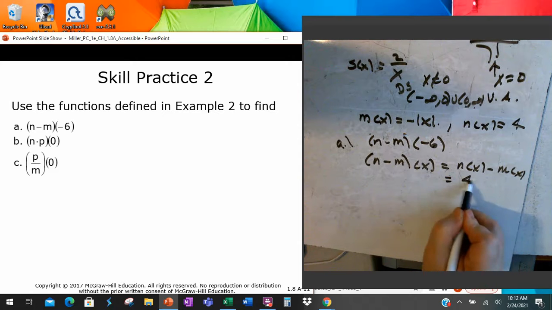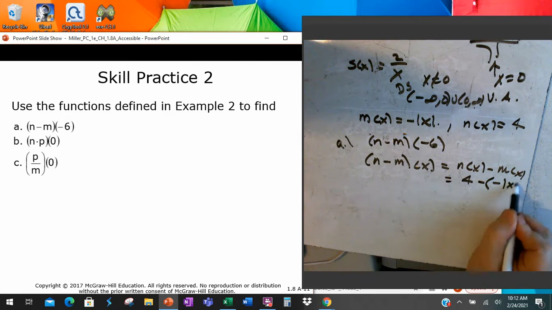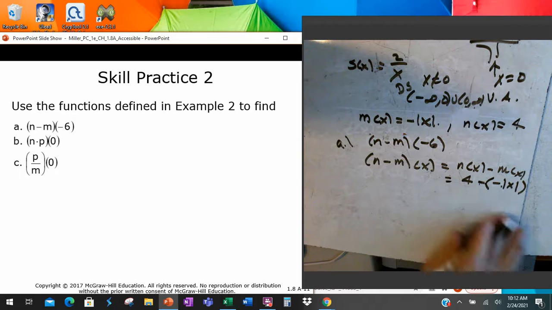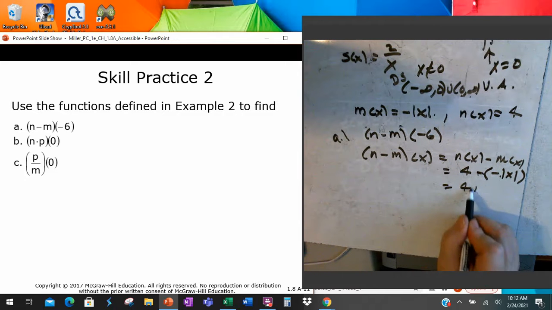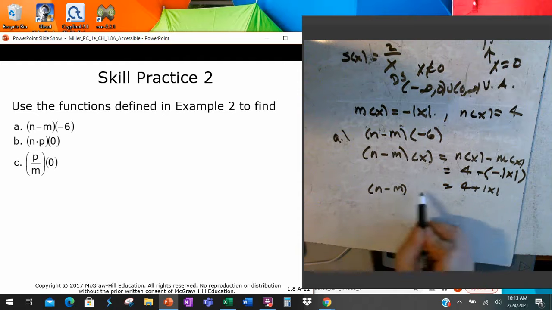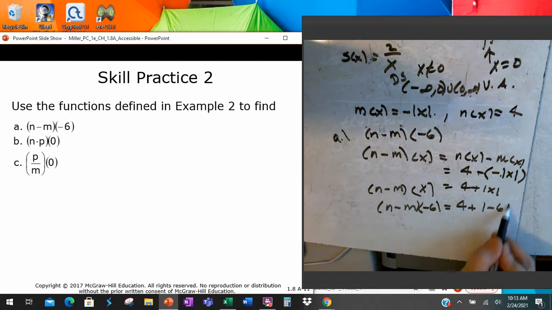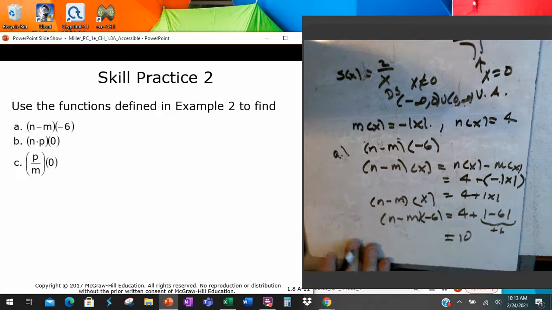This is now the 4 minus, and I want to make sure I do this, minus the absolute value of x, because here I need to change sign. So this is 4 plus the absolute value of x, and then evaluate this at negative 6. So this is 4 plus the absolute value of negative 6. Absolute value of negative 6 is plus 6, outside plus 6. So this is just 10. Okay. Now let's see if we can do it from up here.